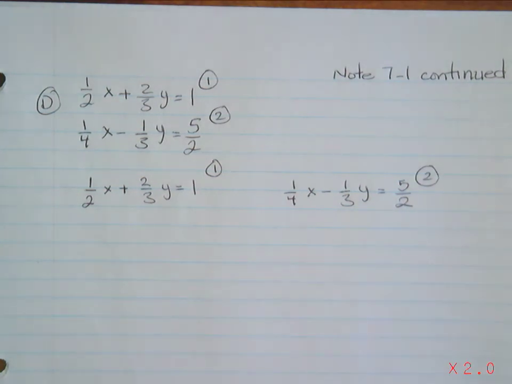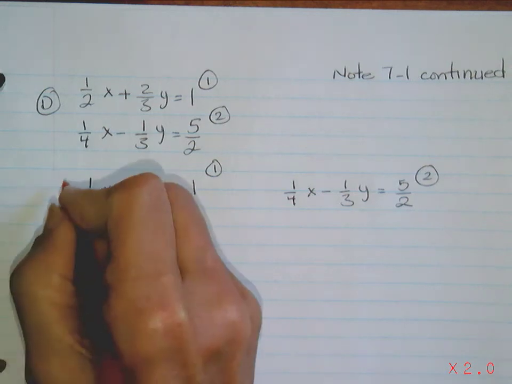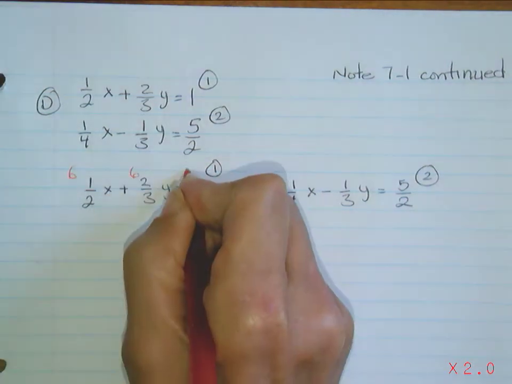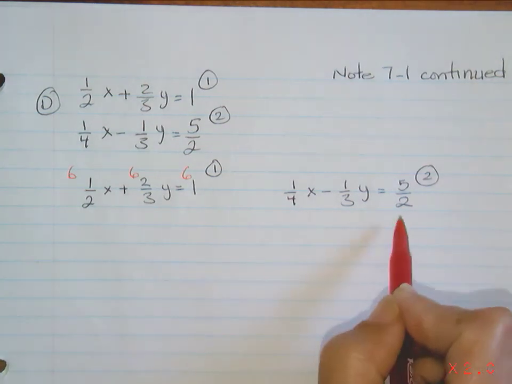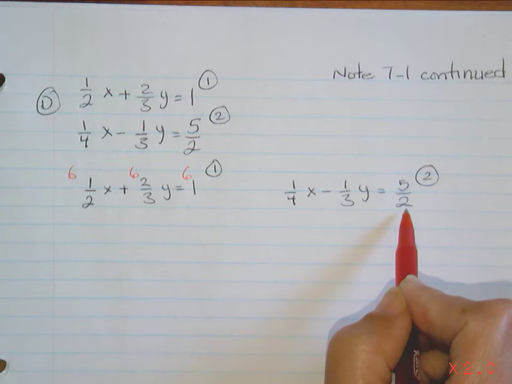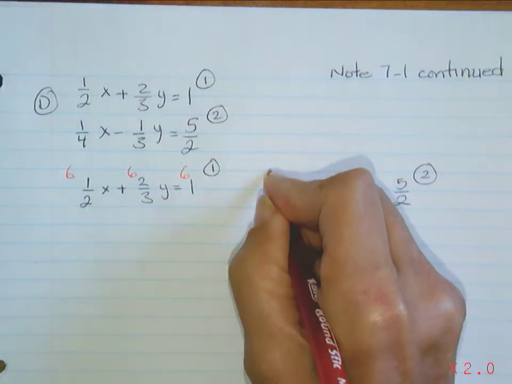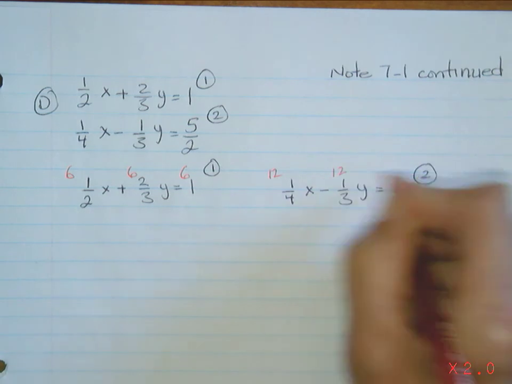Now in the case of equation number 1, you have the denominators 2 and 3, so the lowest common denominator is 6, and you have to multiply every term by 6. In equation number 2, you have 4, 3, and 2. The lowest common denominator is not 24, it's 12. 2 goes into 12 evenly.